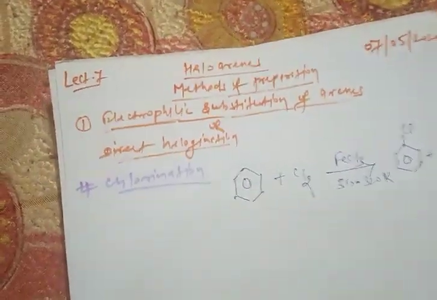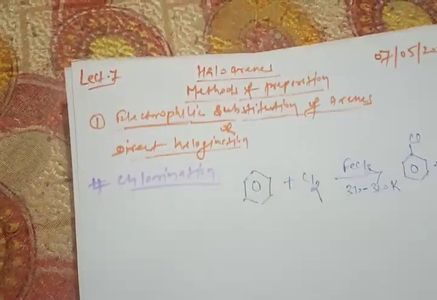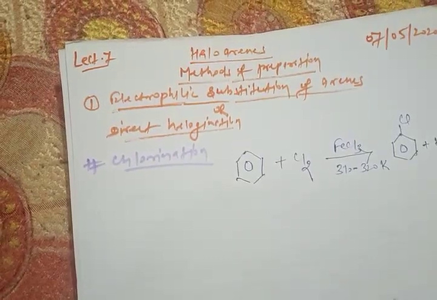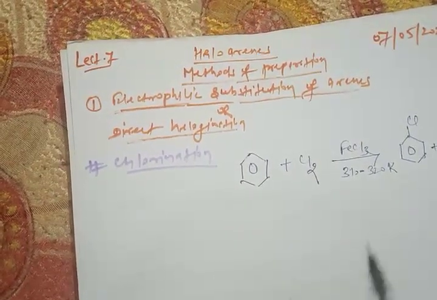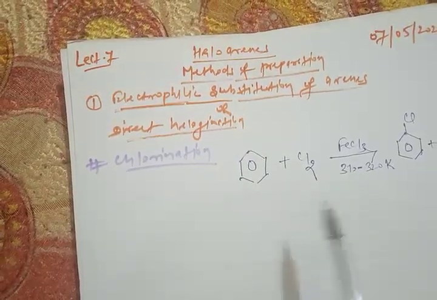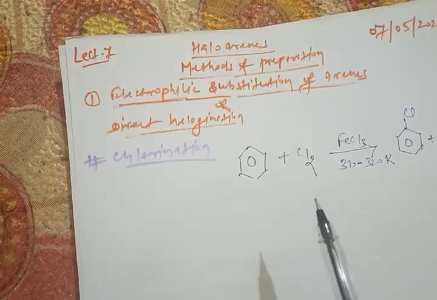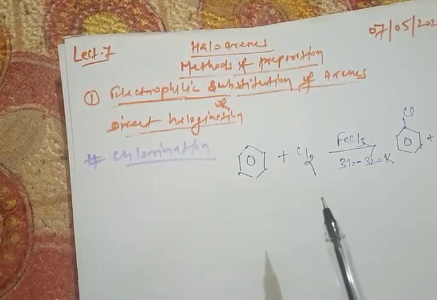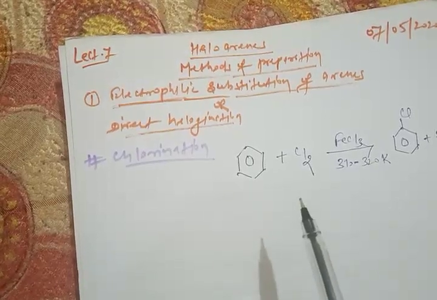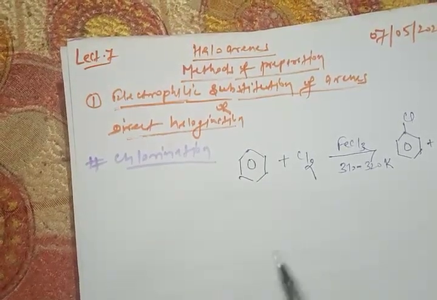Now there are several things to discuss. This is an example of an electrophilic substitution reaction. That means the attacking reagent here is an electrophile. But where is that electrophile? Because it is a substitution, it is not an addition, and it is not a free radical reaction. It is an electrophilic substitution, so an electrophile must be there. So where is that electrophile?